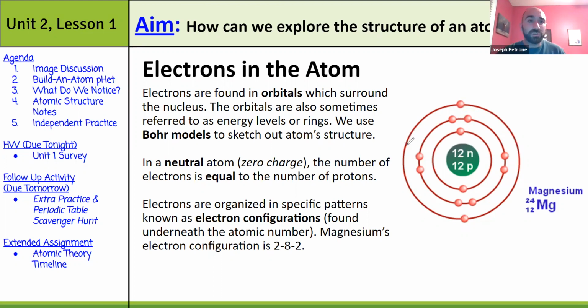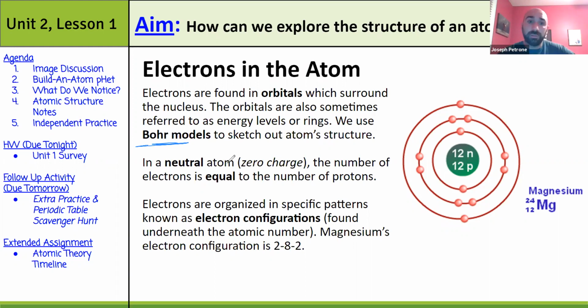So the orbitals, we also typically refer to them as energy levels or rings. So let's keep that in mind. And we use these models that are known as Bohr models. So we will get into where that name comes from. Sketch out the atom structure.